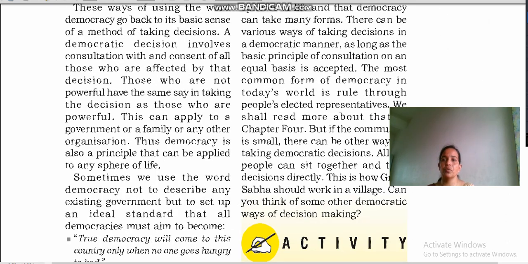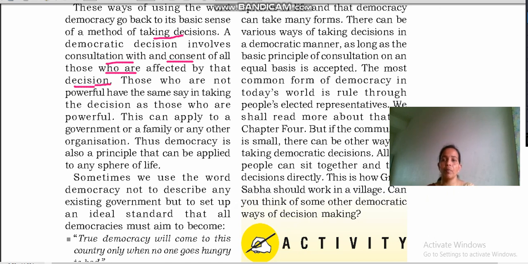These ways of using the word democracy go back to its basic sense of a method of taking decisions. This is the best sense we can come to know through these discussions and statements. A democratic decision involves consultation with, and the consent of, all those who are affected by that decision. In a democratic decision, the consent of all is accepted.